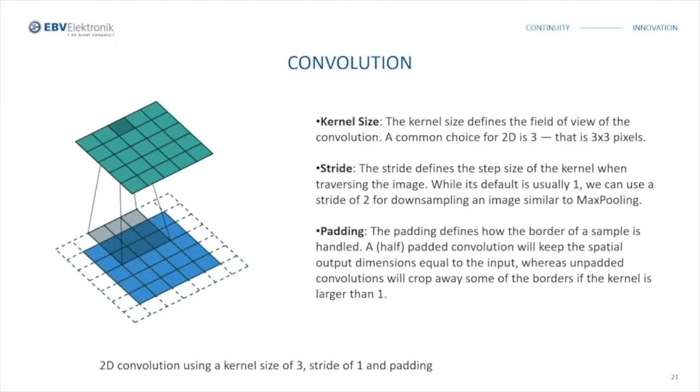CNNs derive their name from the convolution operator. The primary purpose of convolution, in the case of a CNN, is to extract features from the input image. Convolution preserves the spatial relationship between the pixels by learning image features using small squares of input data.